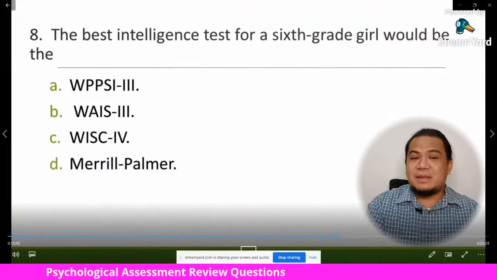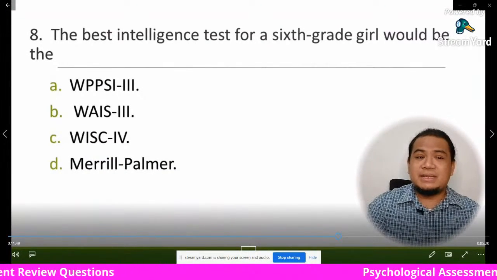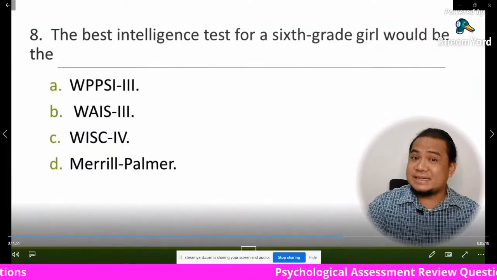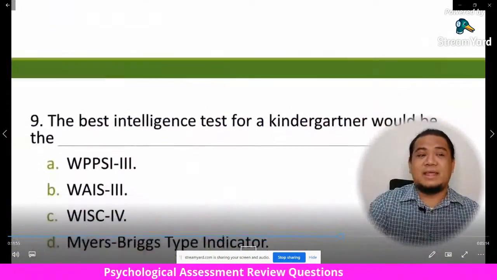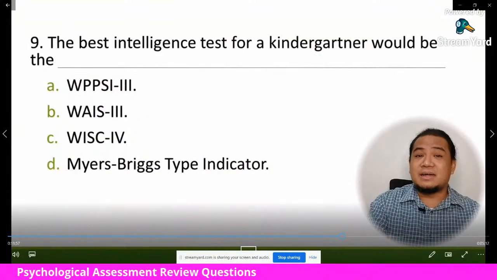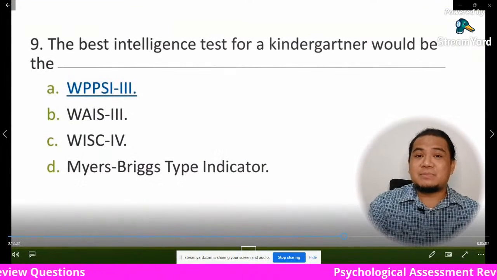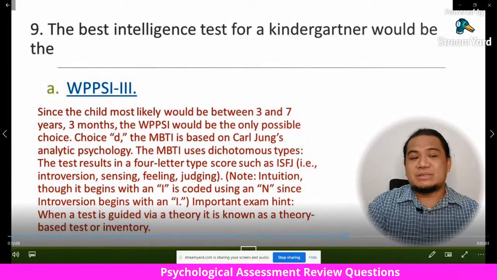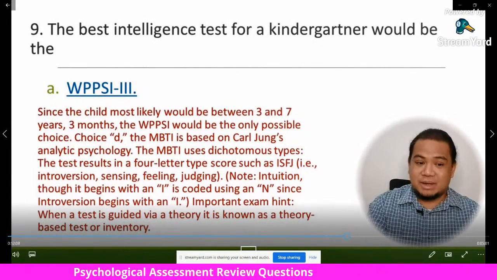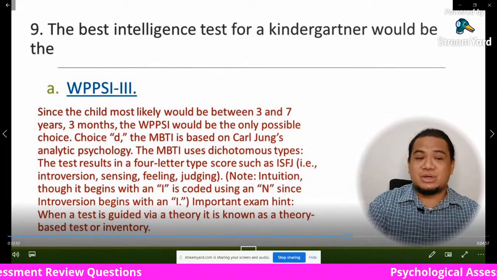Number 8, the best intelligence test for the 6th grade girl would be the, and the answer is letter C. Number 9, the best intelligence test for kindergarten would be the, and the answer is the WPPSI-III. Since the child most likely would be between 3 to 7 years and 3 months of age, the WPPSI would be the only possible choice.